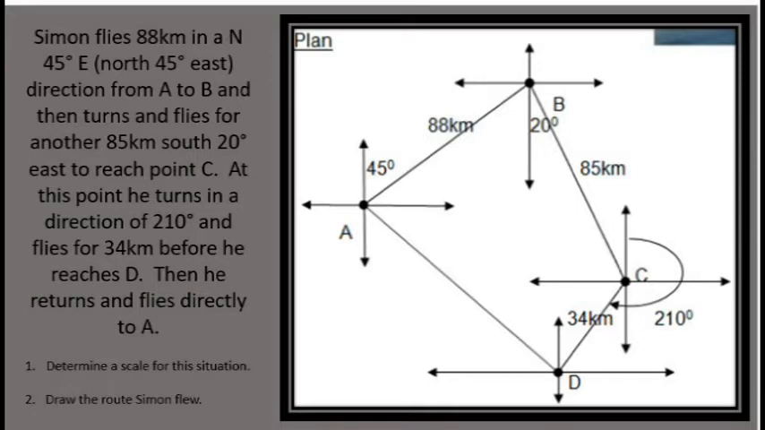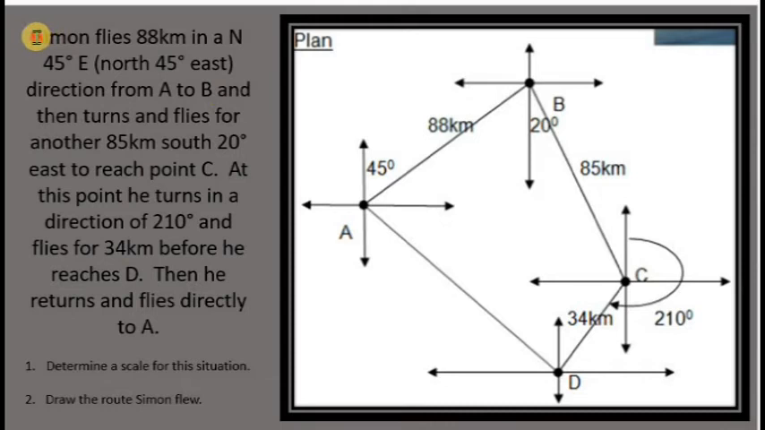Okay, now let's look at one example. In this example, we have a lot of information and we need to draw the directions using a compass, and I'm going to show you step by step how to do this. Now let's read first. Simon flies 88 kilometers in a north 45 degrees east direction from A to B.